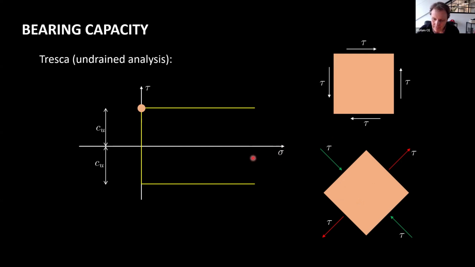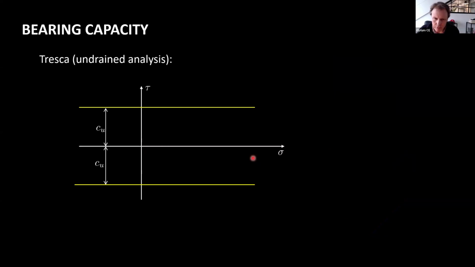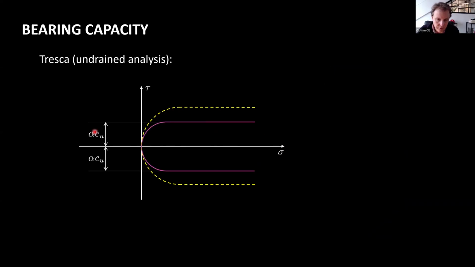What you really should do is look at a Mohr circle and then place a Mohr circle so that the smallest principal stress is always positive. And then you get an effective yield criterion, failure criterion at the interface that looks like this. So a semicircle and then the Tresca. Or if you apply some kind of reduction, you get the purple one here instead.